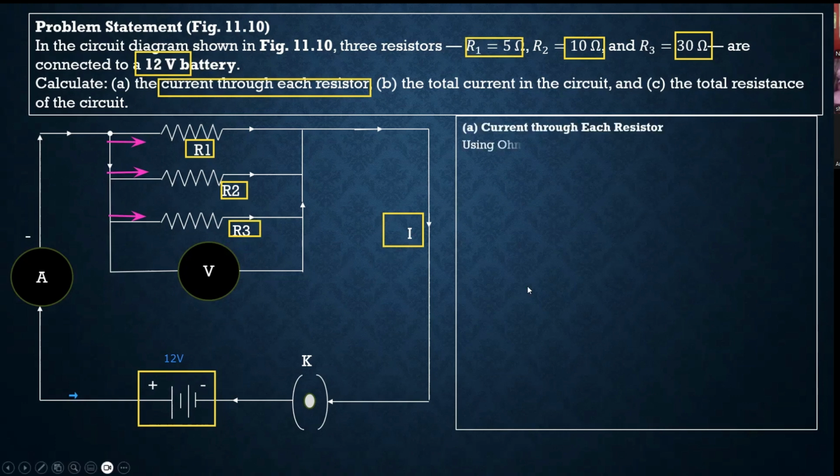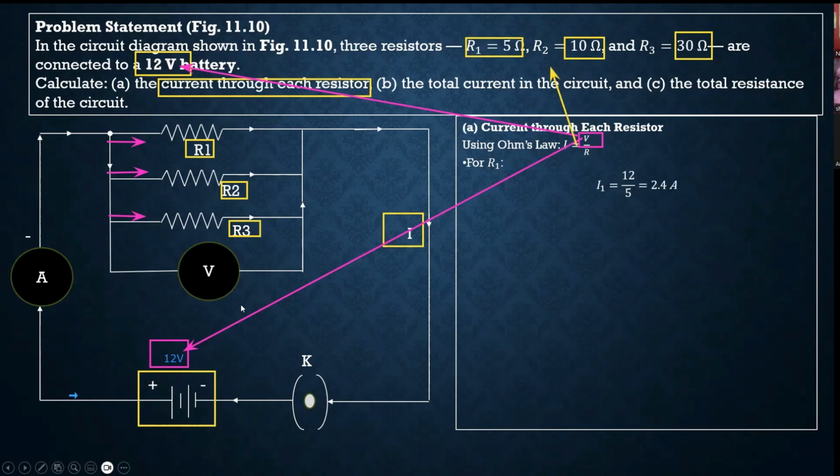So, current through each resistor. How do we find it? We use Ohm's law. Ohm's law is basically current is equal to voltage divided by resistance. For a parallel combination, the voltage will be the same, 12 volt, and the resistance will keep changing: 5 ohm, 10 ohm, 30 ohm. The resistance values are different for all three.